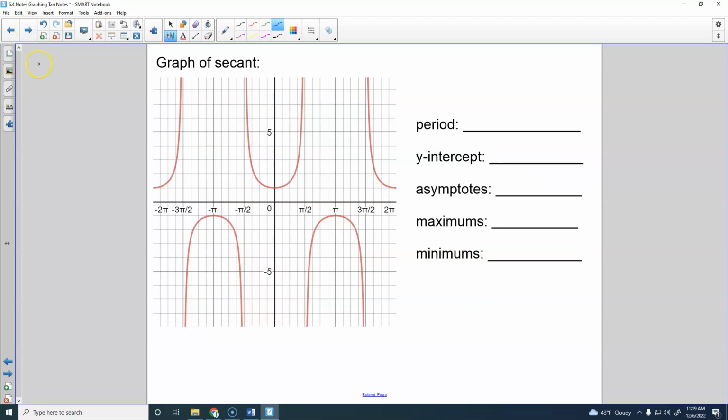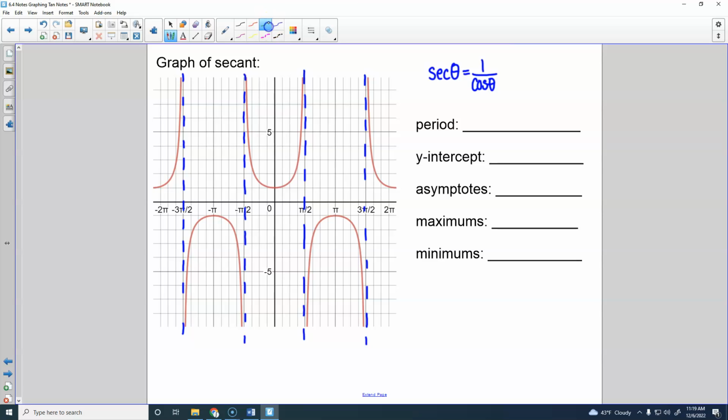All right. Secant. Secant's a weird looking graph. You have these vertical asymptotes here. And you've got sort of these U-shapes, right? So secant of theta equals 1 over what? Cosine of theta.